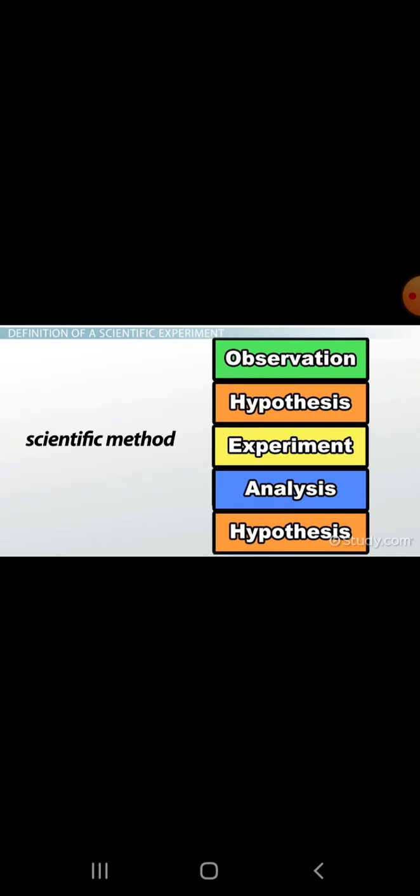Steps in the scientific method include an observation made, from which a hypothesis is formed, then an experiment is completed, from which there is an analysis of the experimental results, to include supporting or rejecting the hypothesis, and in the end, it is possible that a new hypothesis is formed.